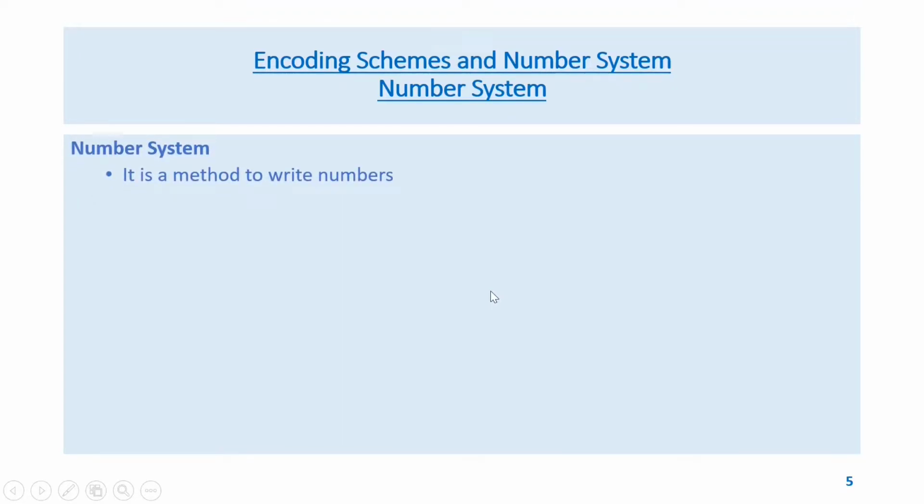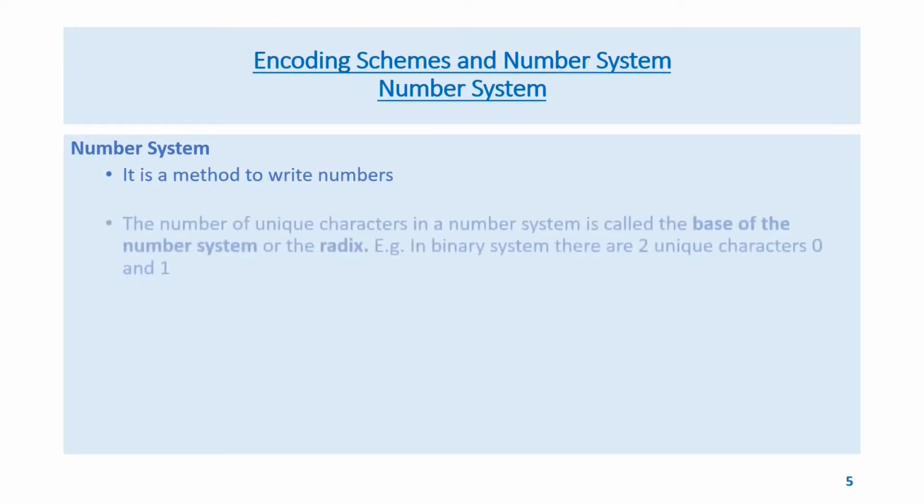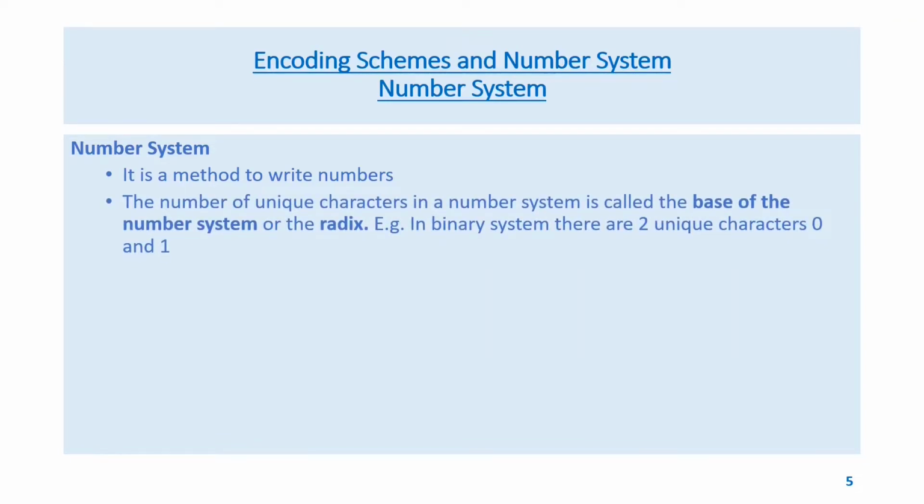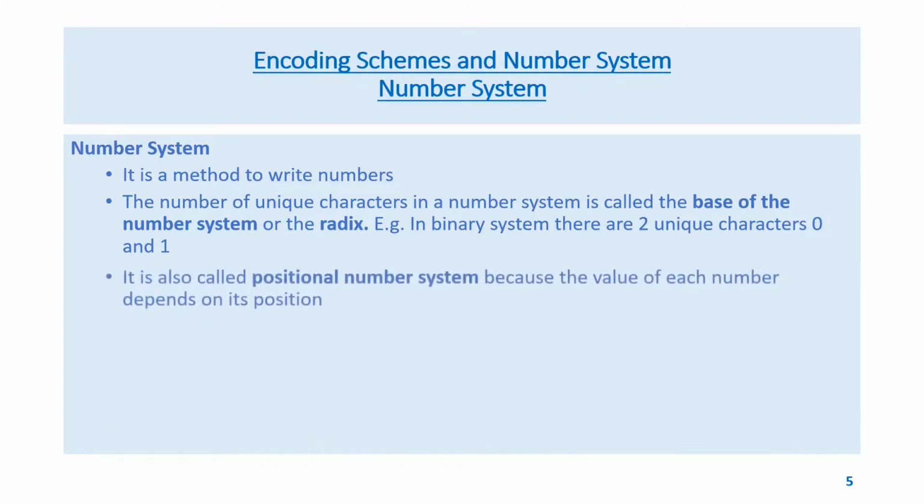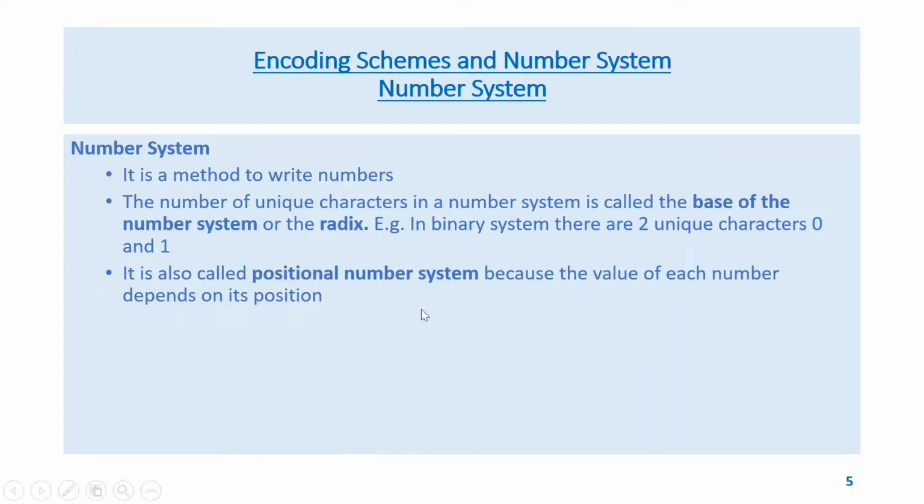Number system. It is a method to write numbers. The number of unique characters in a number system is called the base of the number system, or the radix. For example, in the binary system, there are two unique characters, 0 and 1. It is also called a positional number system because the value of each number depends on its position.